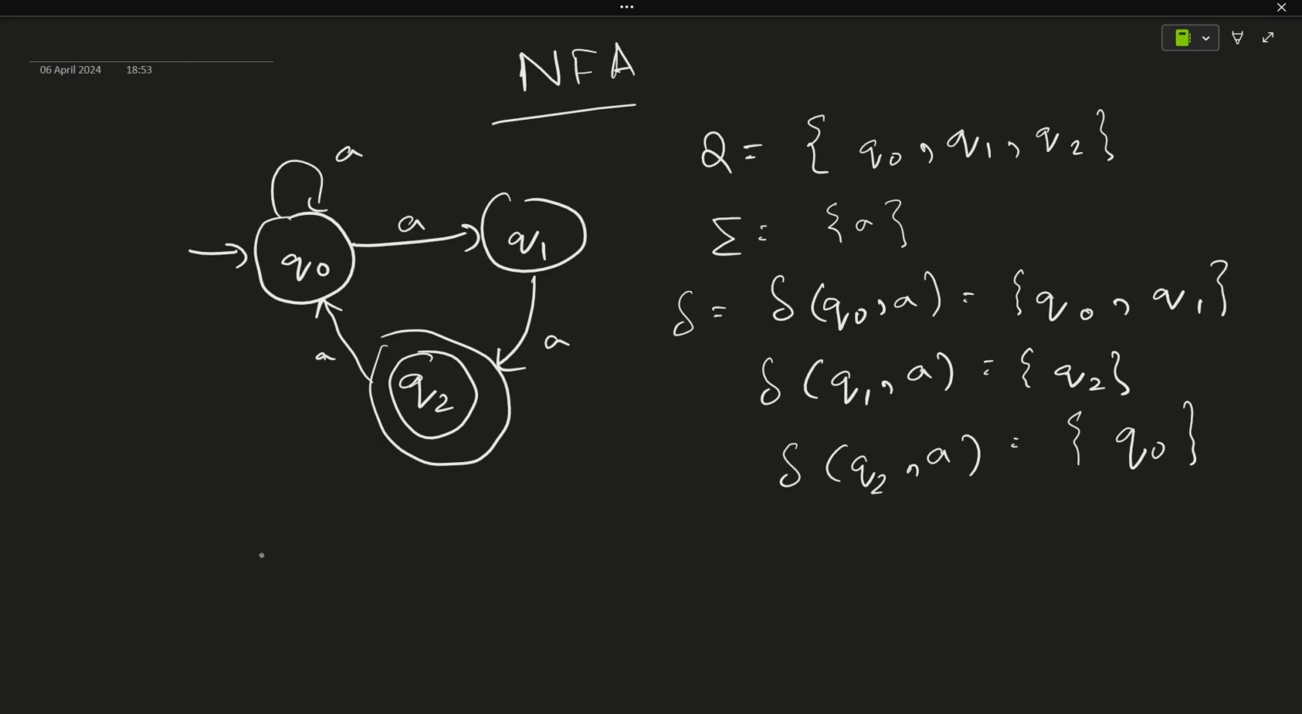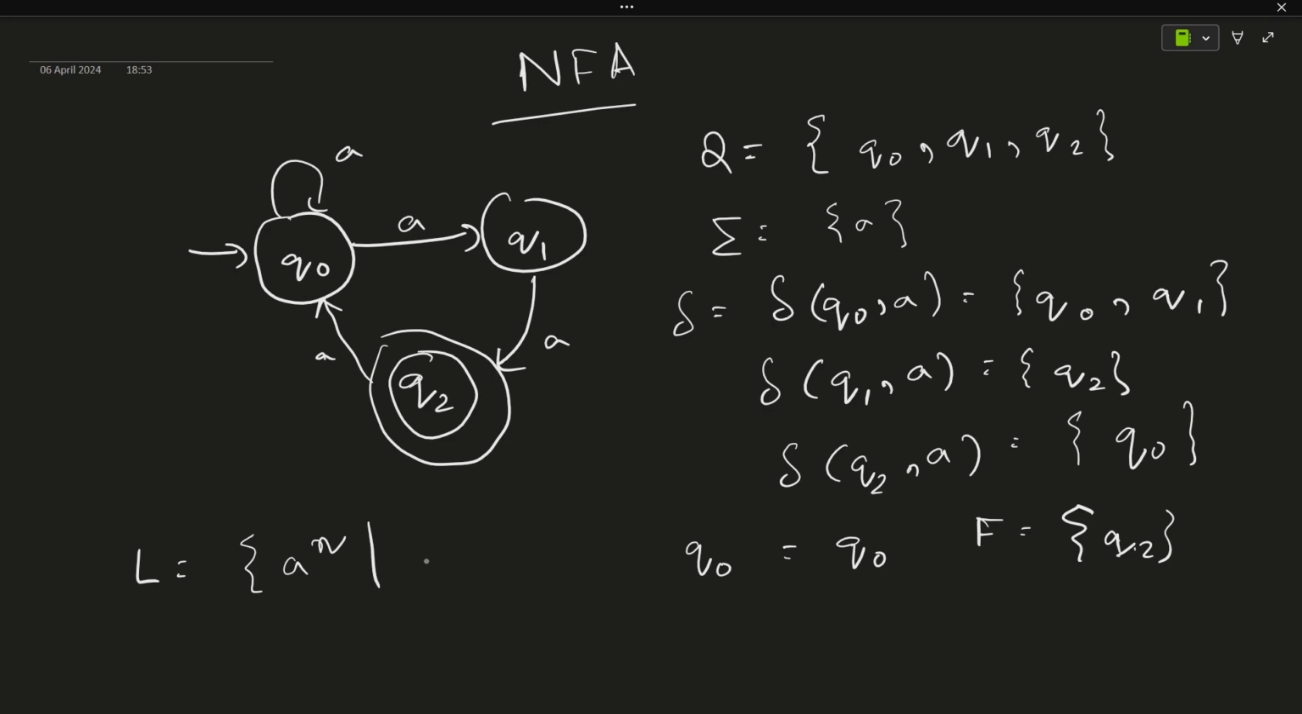So we have Q, sigma, delta, Q naught, F. What is Q naught? Q naught is the start state. What is F? The final state is Q2. These are the 5 tuple. And what will be the language? What is the language?